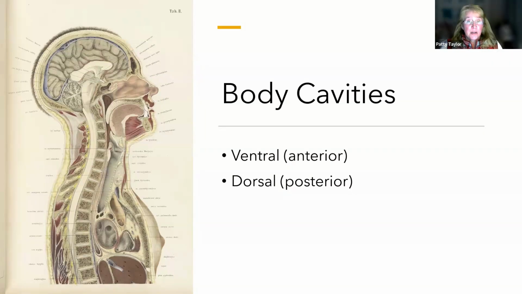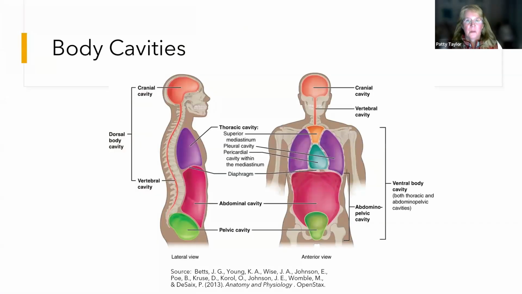So there's two major body cavities, a ventral or anterior cavity on the front side of the body, that's on the face side, and there's also a dorsal or posterior body cavity, that's on the back side. So let's talk about these body cavities.